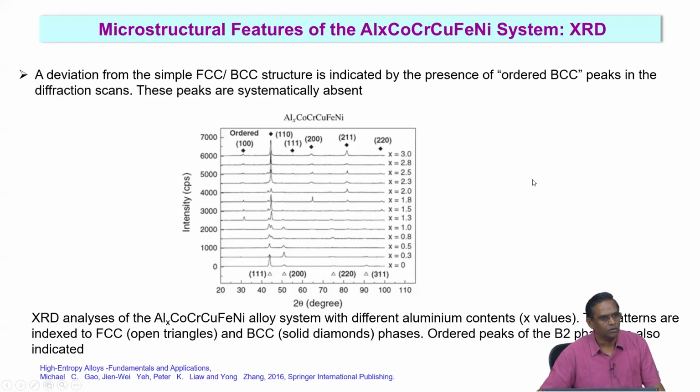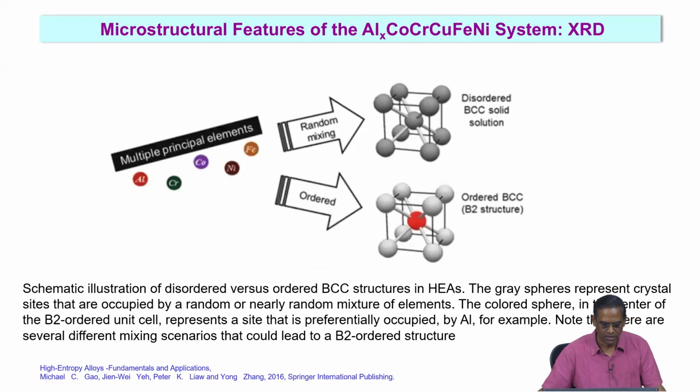So I think you should recollect the selection rule for FCC and BCC, and if it is an ordered phase, what is the selection rule? You should know that, and then you can identify this by conventional XRD, and we will come back to this when we go to the other techniques.